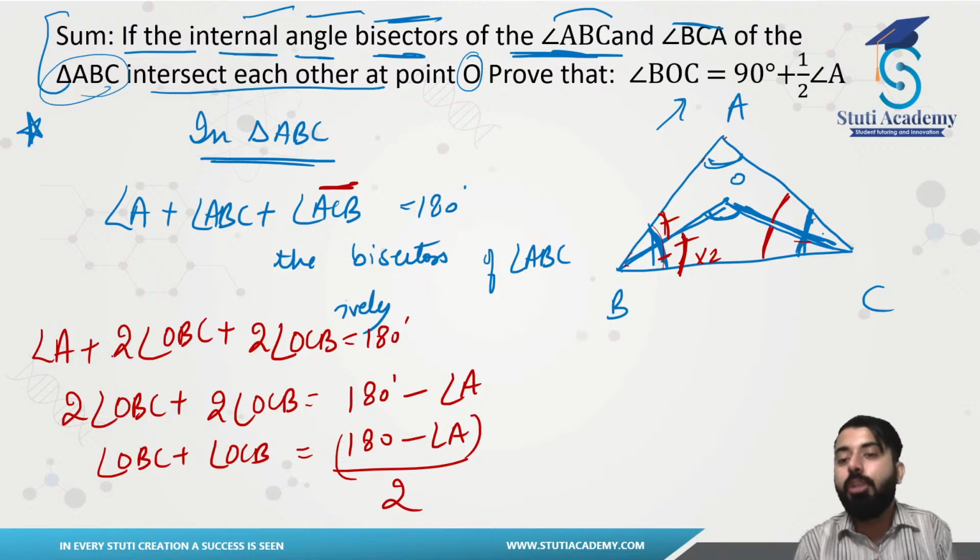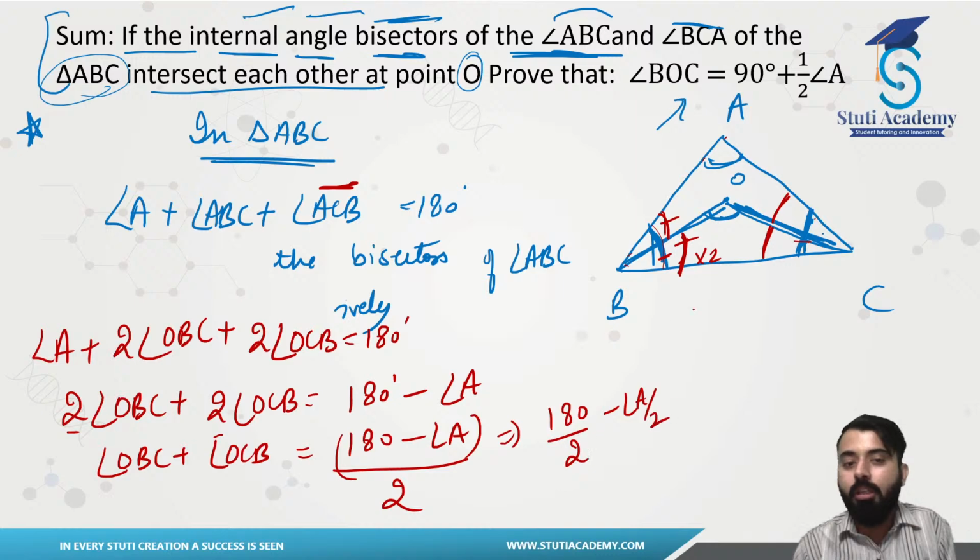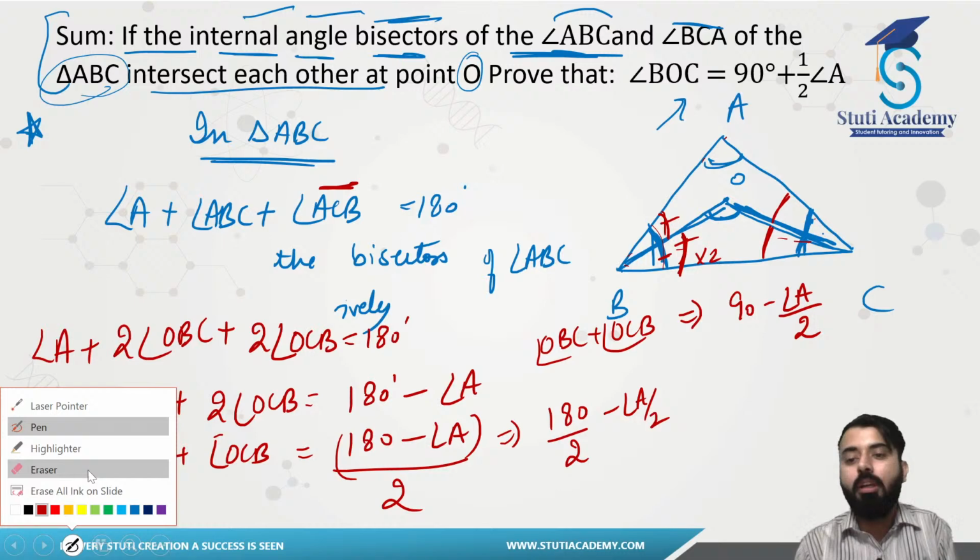See, 2 is being multiplied here, 2 is being multiplied here. We can take out that 2 common, and it is in multiplication. On the other side, it will be in division. So if I separate this one, that will be the same as 180 divided by 2 minus angle A by 2. So ultimately this will be 90 minus angle A divided by 2, which is the value of OBC plus OCB. So the sum of these two angles is 90 minus angle A by 2. Now this is our proof right here.